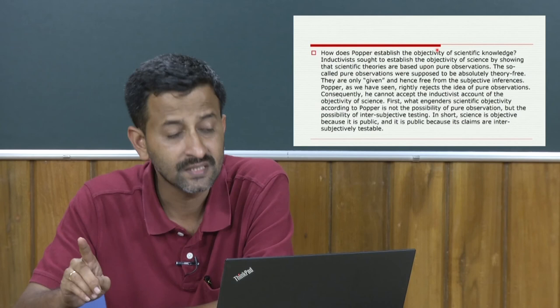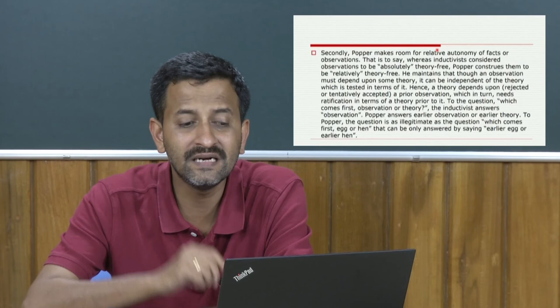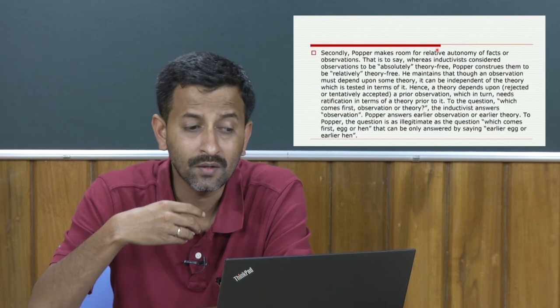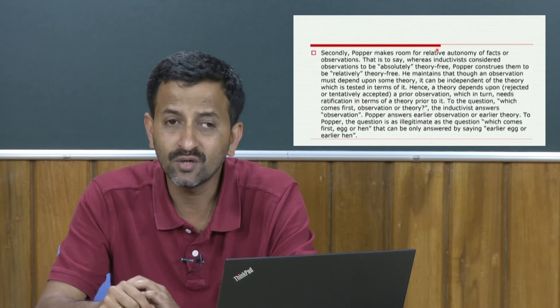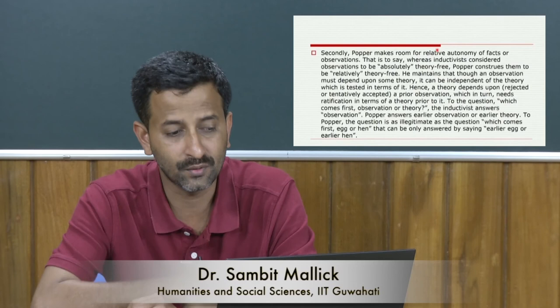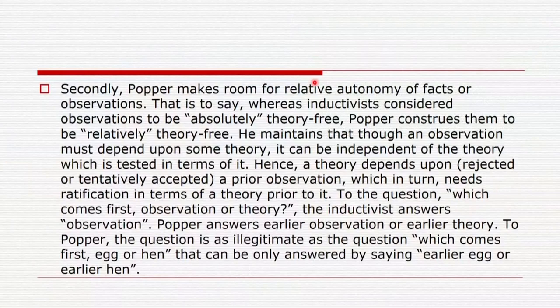Secondly, Popper makes room for the relative autonomy of facts or observations. Our facts, our observations, are also relative, they are not absolute. That is to say, whereas inductivists considered observations to be absolutely theory-free, Popper construes them to be relatively theory-free. He maintains that though an observation must depend on some theory, it can be independent of the theory which is tested in terms of it. Hence, a theory depends on a prior observation, whether the theory is rejected, refuted, or temporarily or tentatively accepted, corroborated.